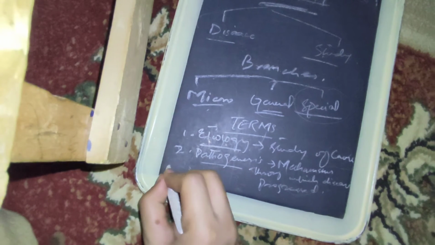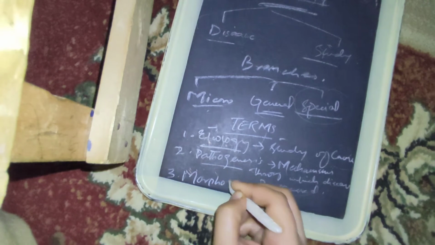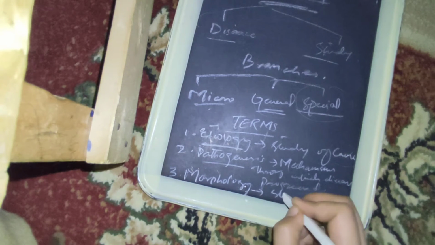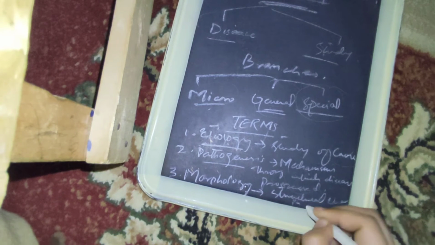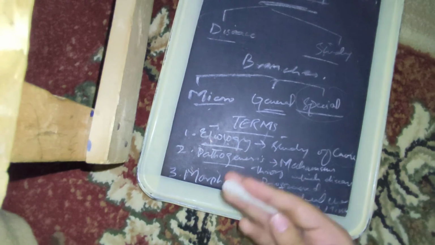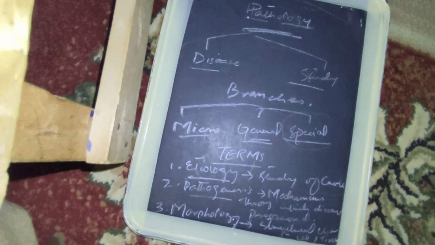And another thing is morphology. What is morphology? Morphology is the structural changes in cell or tissue due to any disease. Okay, this is all about the introduction.